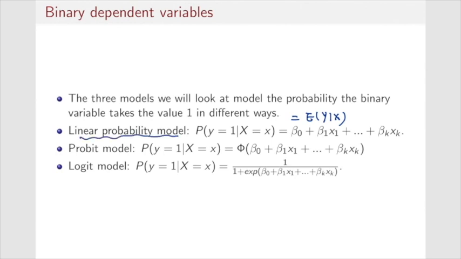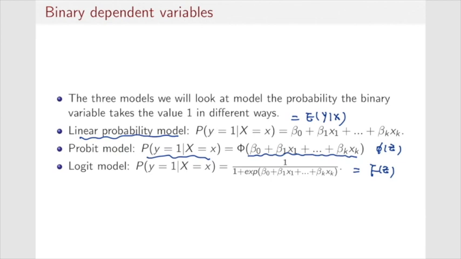If we let this conditional probability follow a normal distribution, where the argument of this distribution is the value of this linear component, we will have the probit model. Similarly, if we let the conditional probability follow a logistic distribution, we will have the logit model.